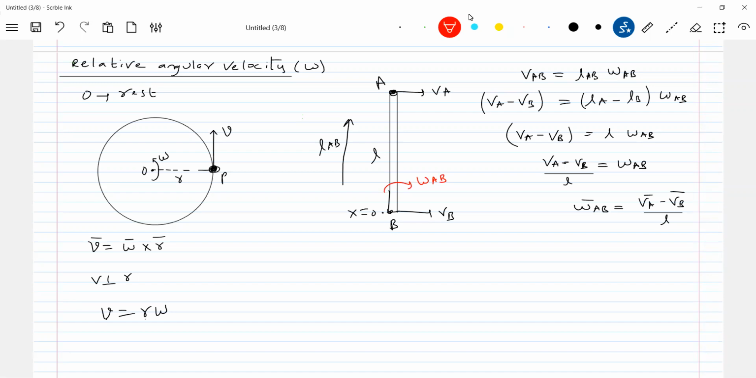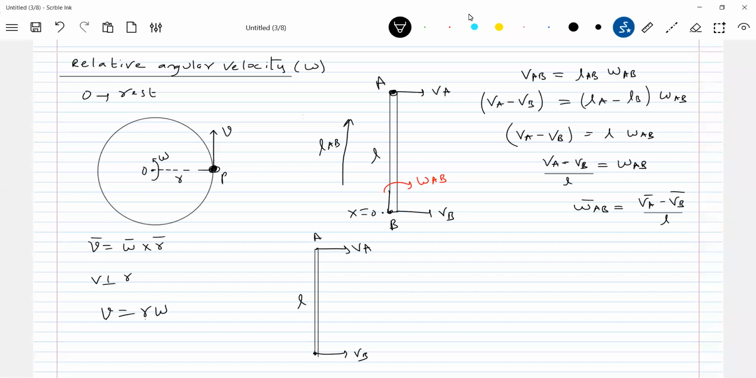Now next I want omega BA. So what is the basic formula now? The same diagram. This is very important. Once you get this, the rest you can manage, everything based on the formula. First, clarity on the basic idea is needed.